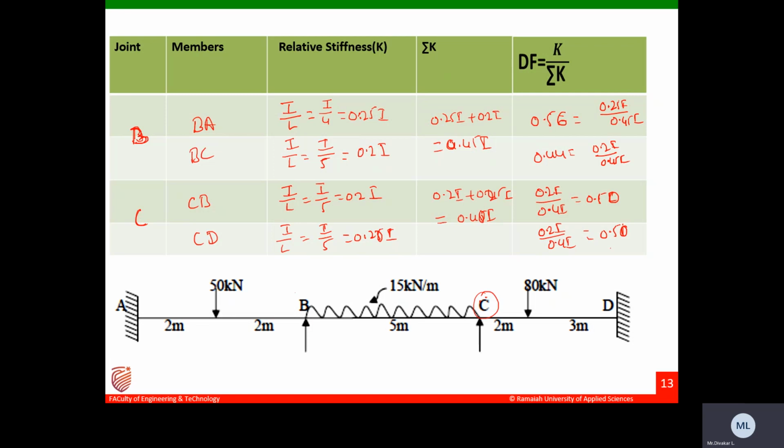So these are the distribution factors for the intermediate joints. How do we calculate them? K divided by the summation of K. The summation of K we calculated, and I have calculated the distribution factors for the respective supports.